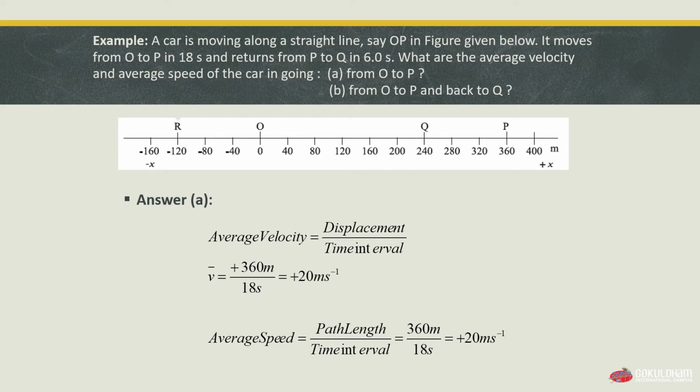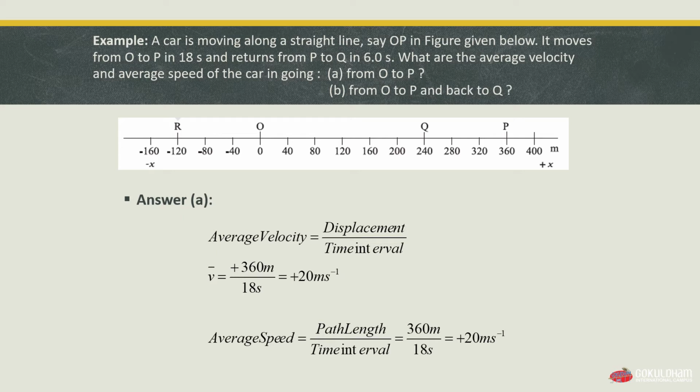Now calculating these values, we get the answer for average velocity v equal to 20 meter per second. Now we will calculate average speed. The formula for average speed is equal to path length divided by time interval. Here the path length is 360 meter, as the car covered from O to P, which is 360 meters, and the time interval is the same 18 seconds, which is already mentioned in the question. Calculating this, we get the same answer, which is 20 meter per second. So for this case, the value of average velocity and average speed is the same, which is 20 meter per second.